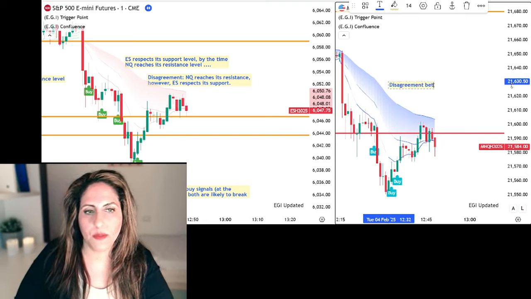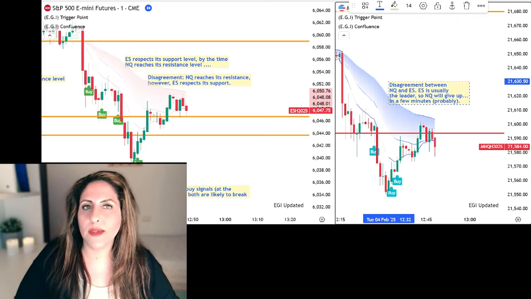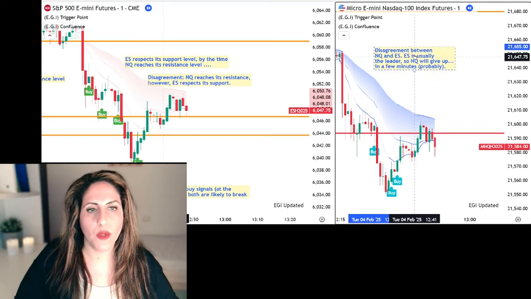Disagreement between NQ and ES. ES is usually the leader, so NQ will give up in a few minutes, probably. But anyways, we don't take any trades on this disagreement.